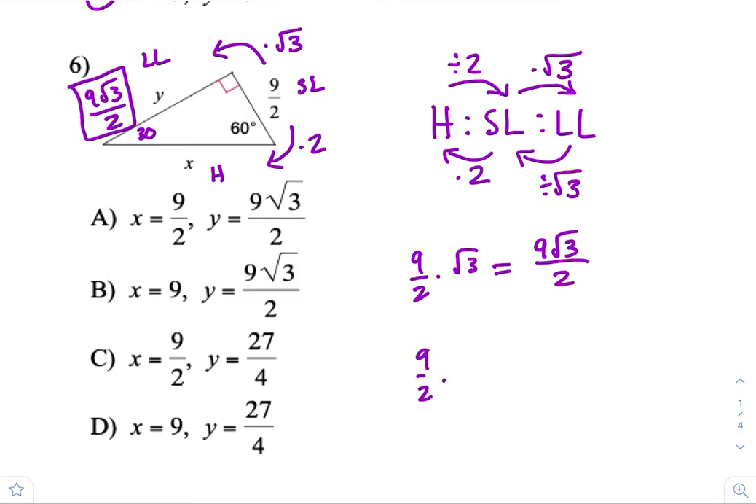9 over 2 times 2, you guys. 9 times 2 is 18 divided by 2. 18 divided by 2 is 9. So x is 9 and y is 9 square root of 3 over 2, which is b.